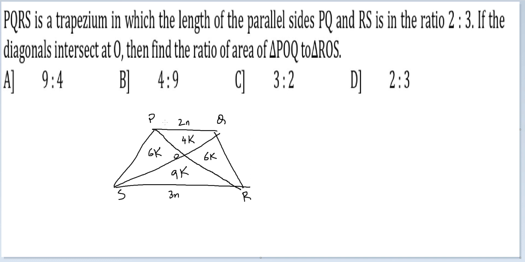ROS. What? The question was only to find the area of this and this. The answer is option B, 4 is to 9.